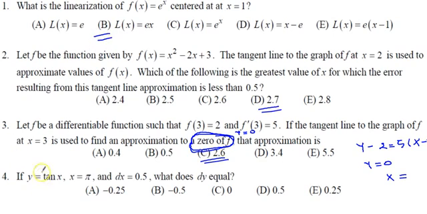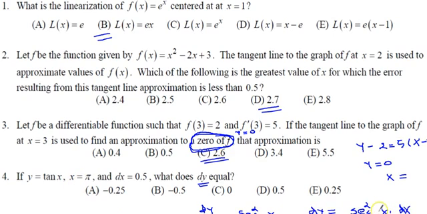Last one is not that tricky as well. Y is equal to tangent x, x equal to pi, dx equal to 0.5. What is dy? So this is what I was talking about. dy/dx is the derivative of tangent, which is secant squared x. So I can say dy is equal to secant squared x times dx.